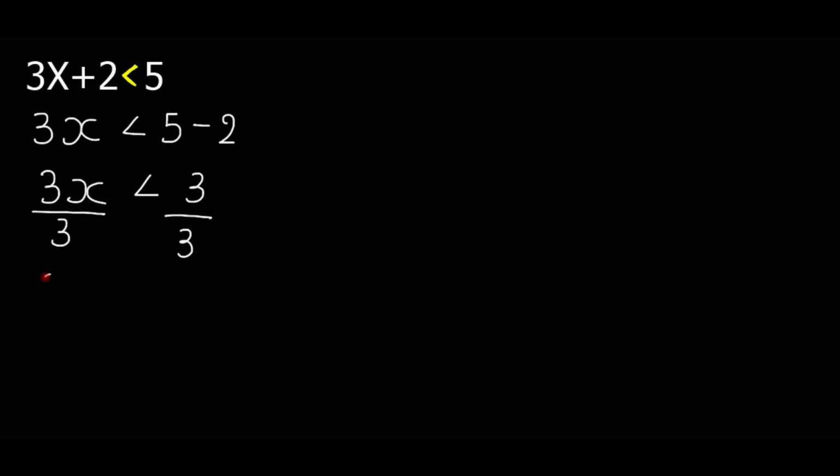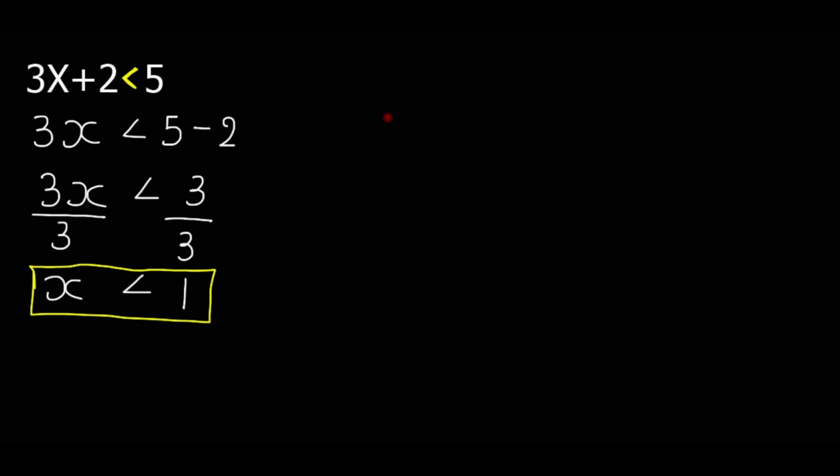So 3 and 3 cancel, and then x is less than 1. 3 divided by 3 is 1. So this is our solution. And then our answer on a number line, roughly looks something like this.